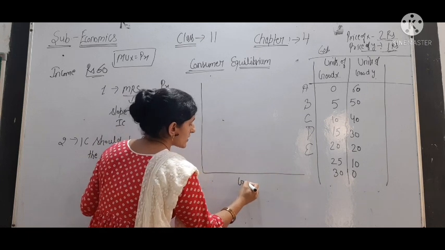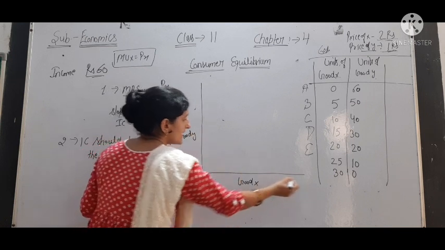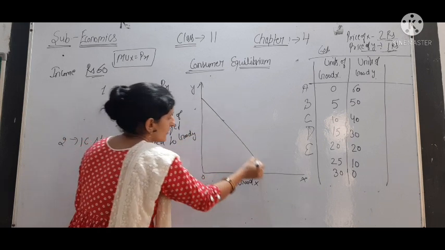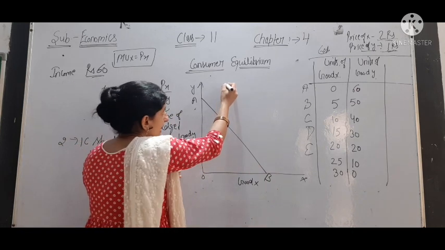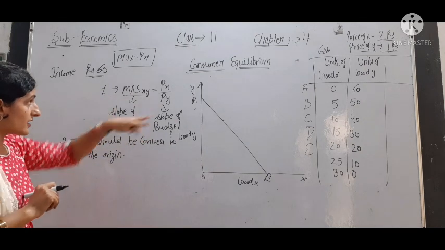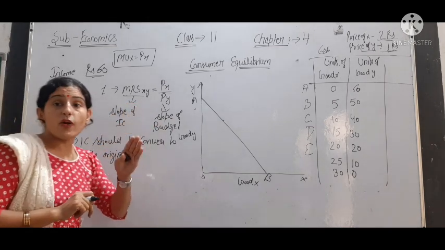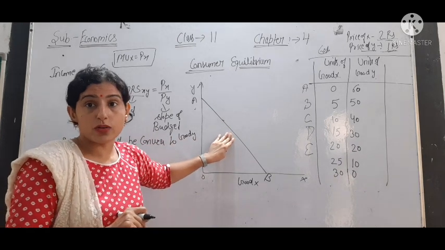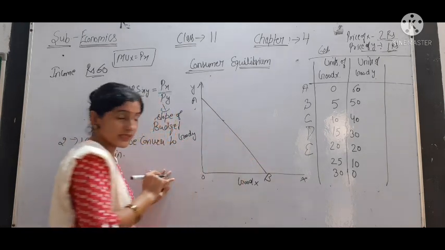So here we will take good X, here we will take good Y, on the OX axis good X, on the OY axis good Y. This is our budget line that we have discussed. AB is our budget line, okay. So IC should be tangent to the budget line. So this condition tells us about this, okay. It means MRS, that is, the slope of the indifference curve, should be equal to the slope of the budget line, okay.